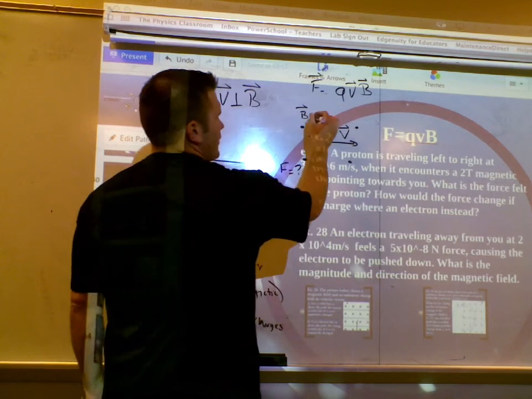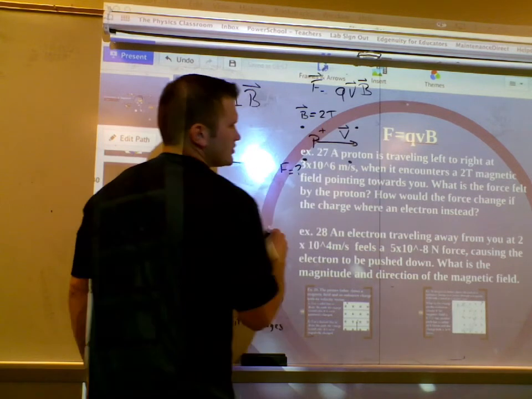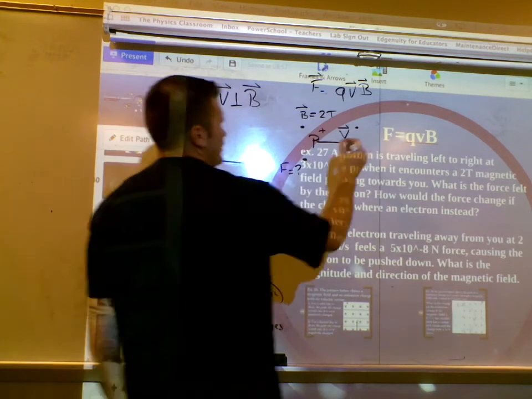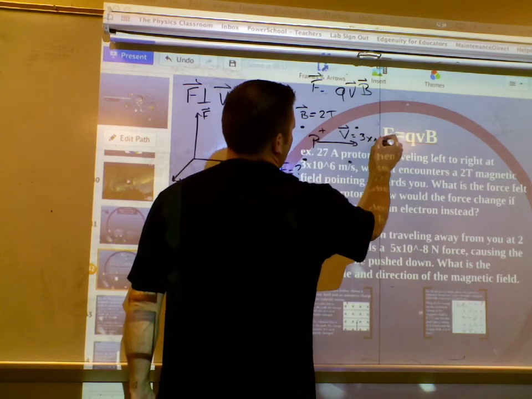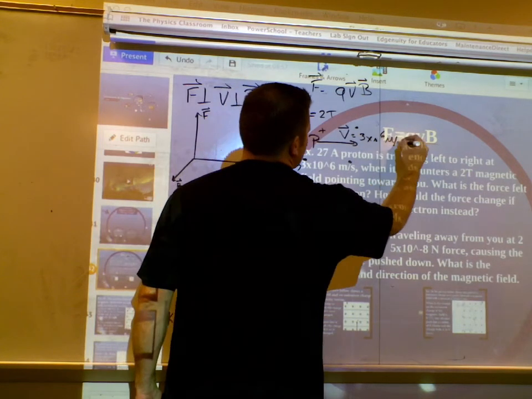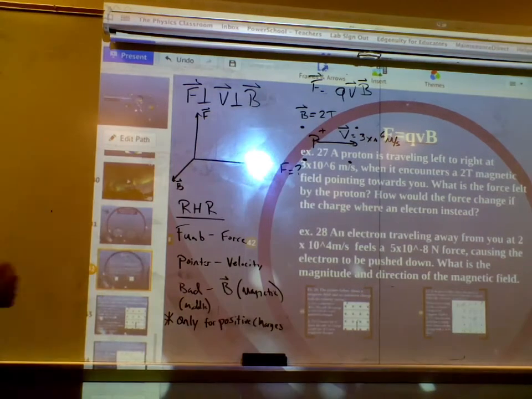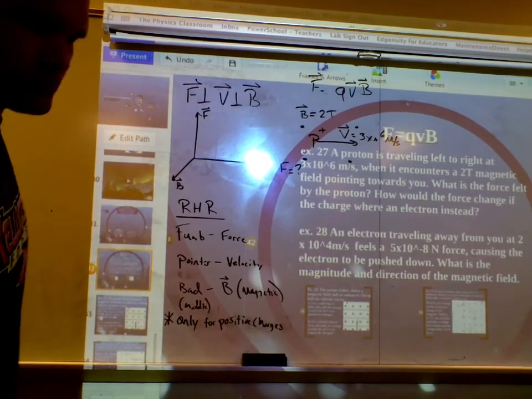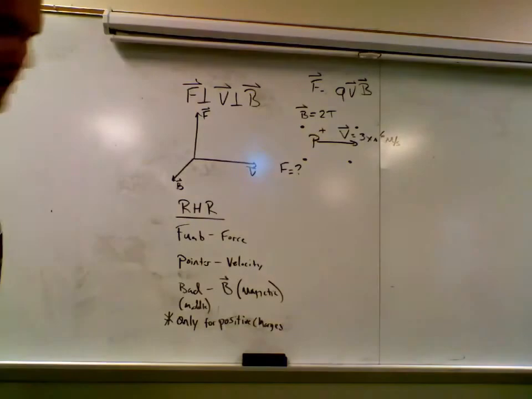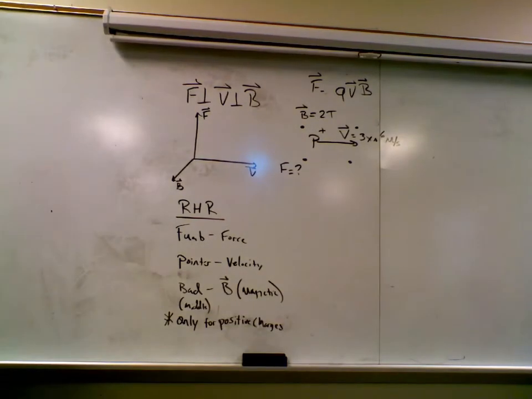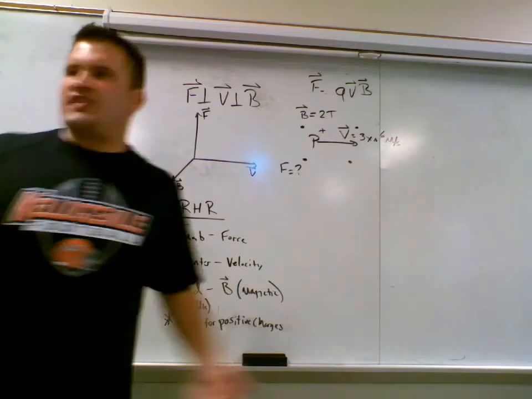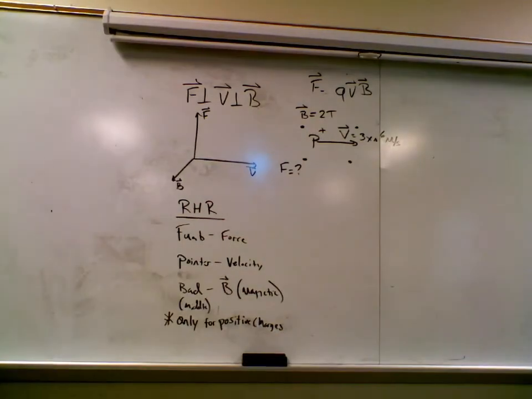Now we know B is 2 Teslas, and we know V is 3 times 10 to the 6th meters per second. And we want to figure out the force. So, the first step in figuring out the force, I guess it doesn't matter. You can do it in either order. I like to figure out the direction first. That's just how I roll.